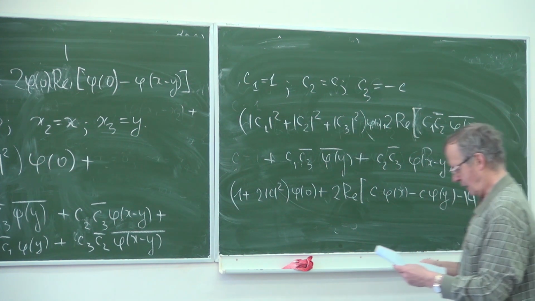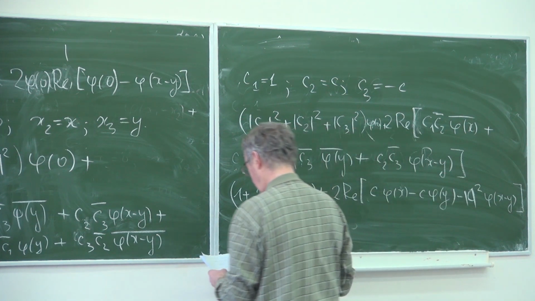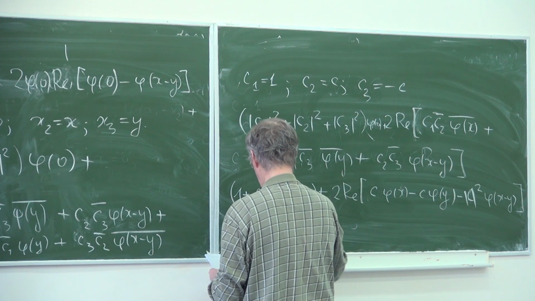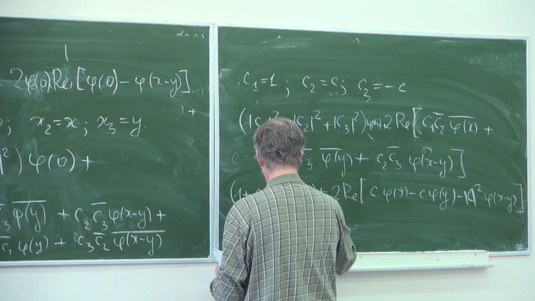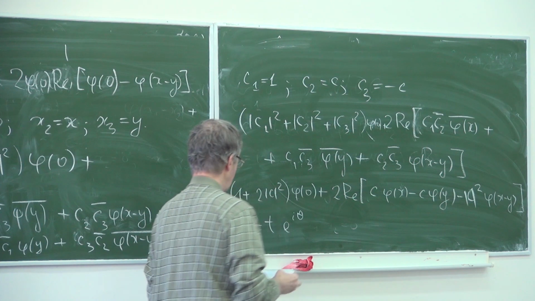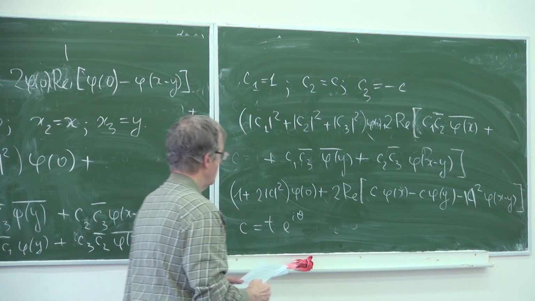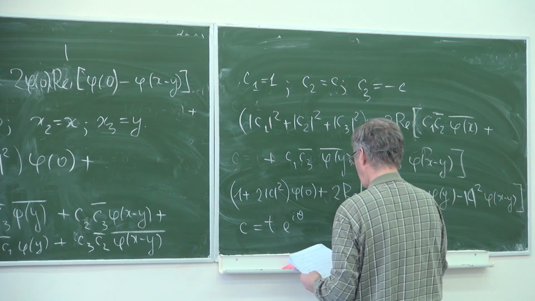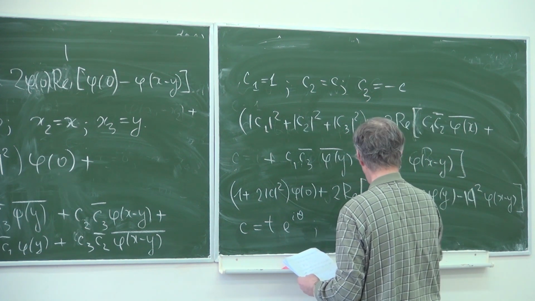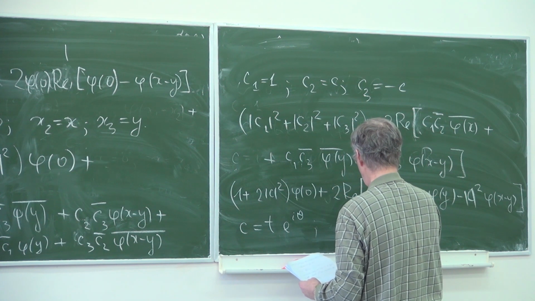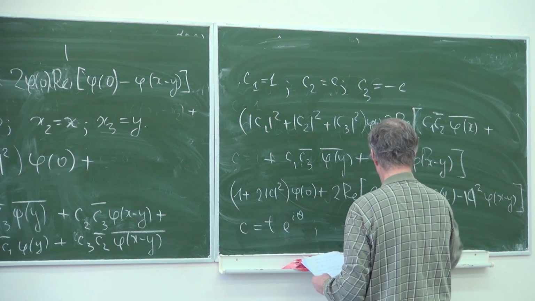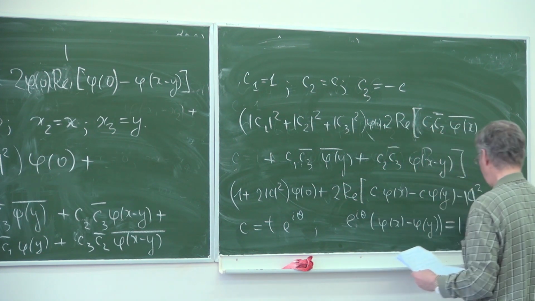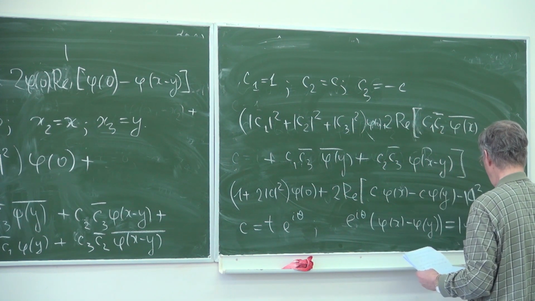Okay, and again we take for c something like t e to the power i theta, where this theta is taken in such a way that e to the power i theta phi of x minus phi of y is equal to the absolute value of phi of x minus phi of y.